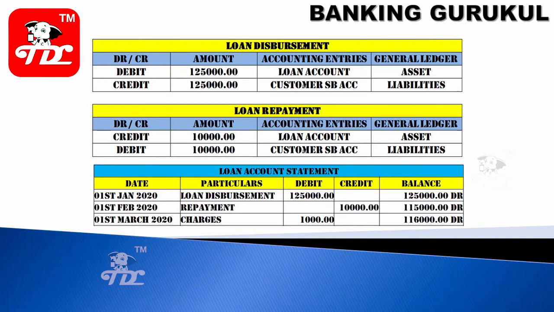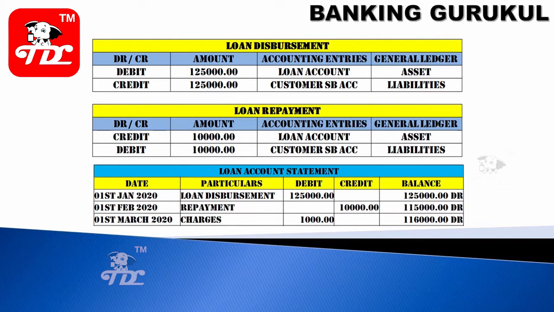You can see in my example. A 1,25,000 rupees loan is disbursed. Initially, we will debit the asset general ledger and credit the customer account. The customer account, obviously a savings or current account, will be a liability.